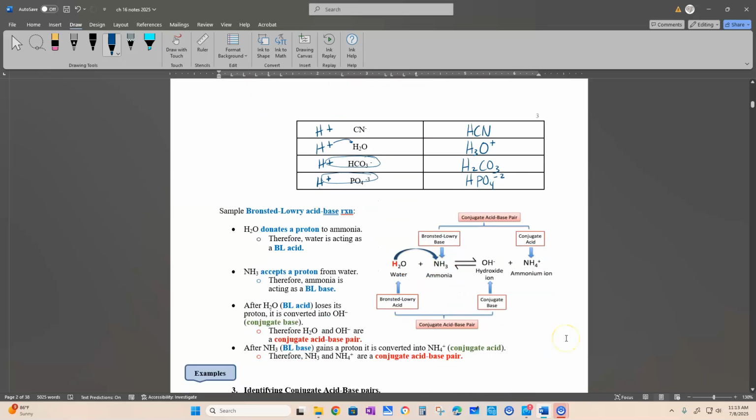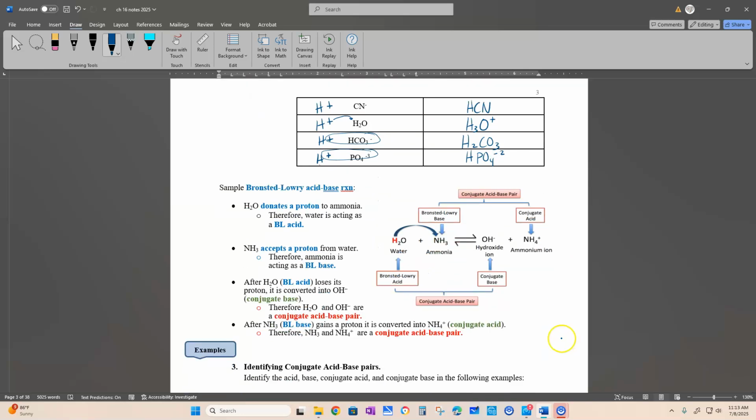So what happens when we take those Bronsted-Lowry acid and base and we make a reaction? This is what's called proton transfer reactions. Okay? So I have water and I have ammonia. Water is going to donate a proton. And because it donates a proton, we call that a Bronsted-Lowry acid. So this is my acid.